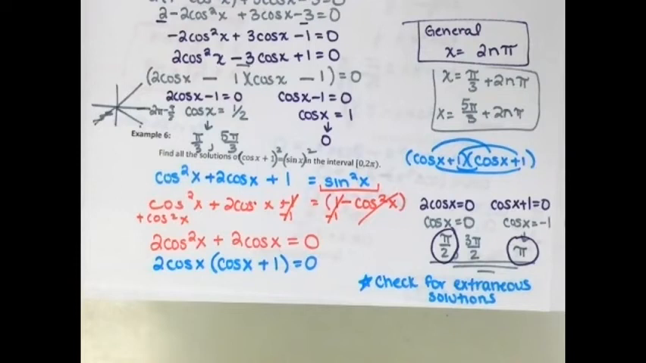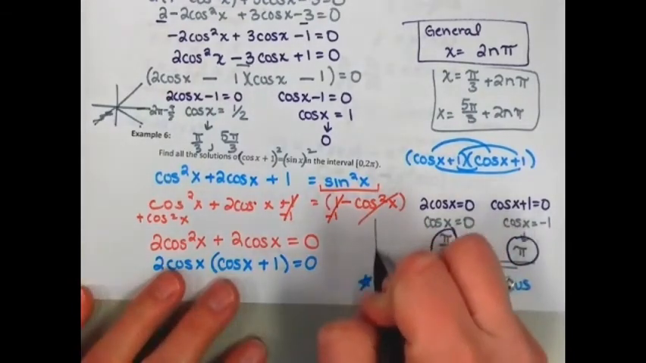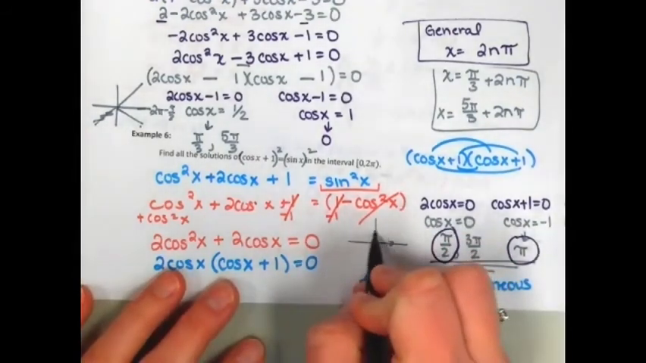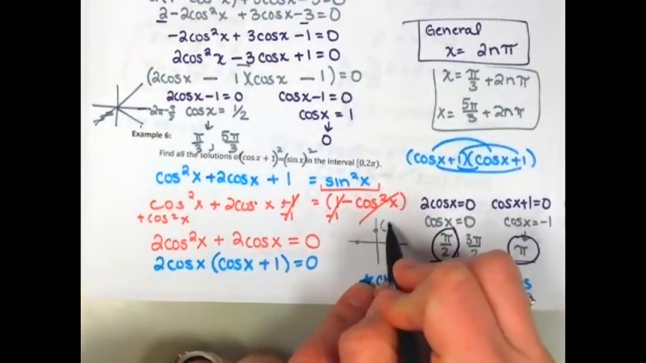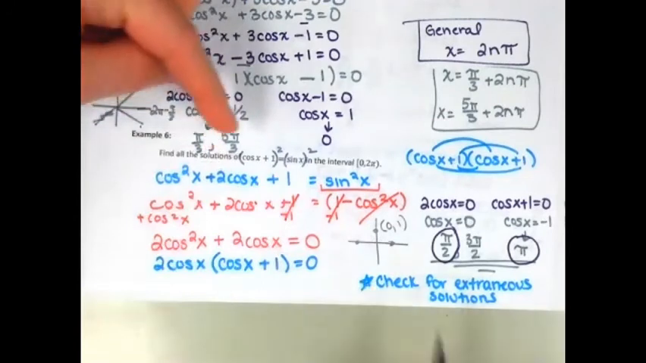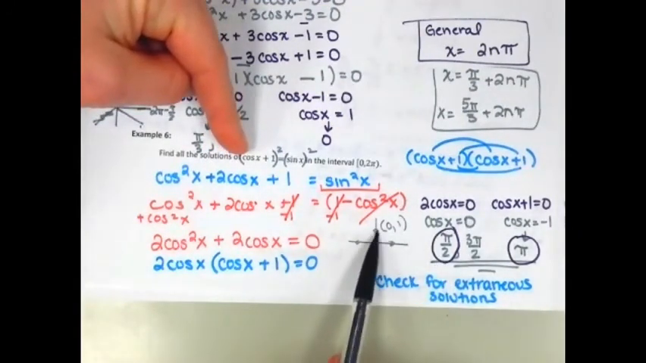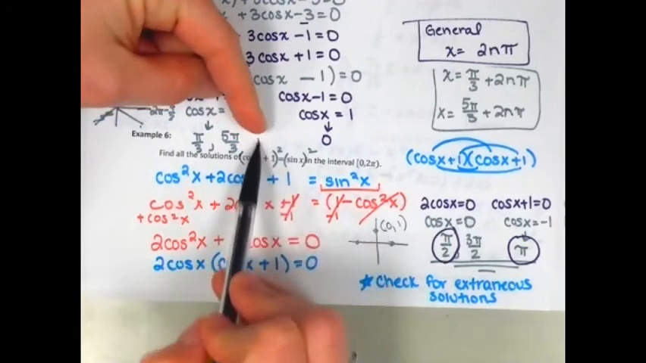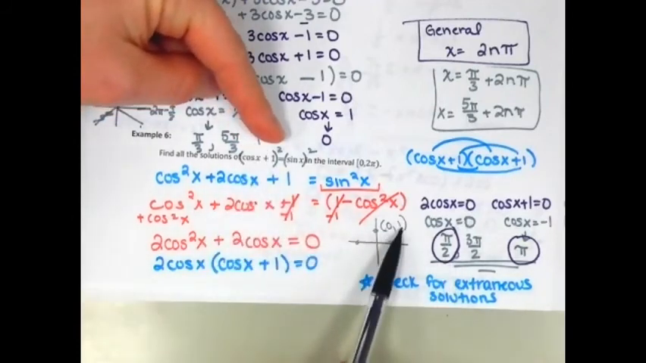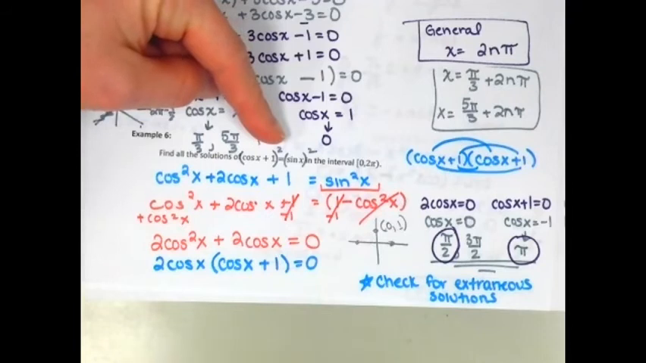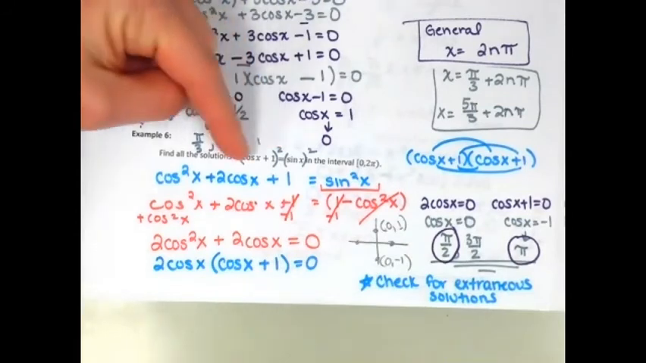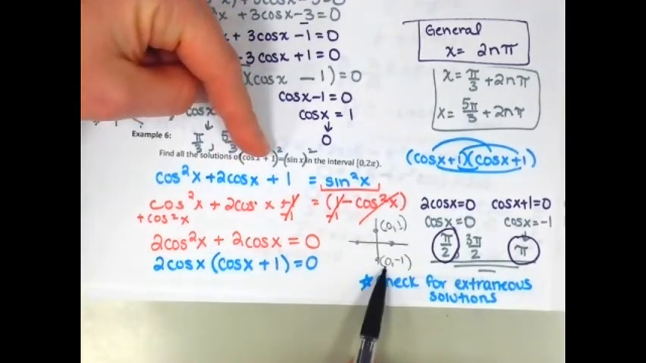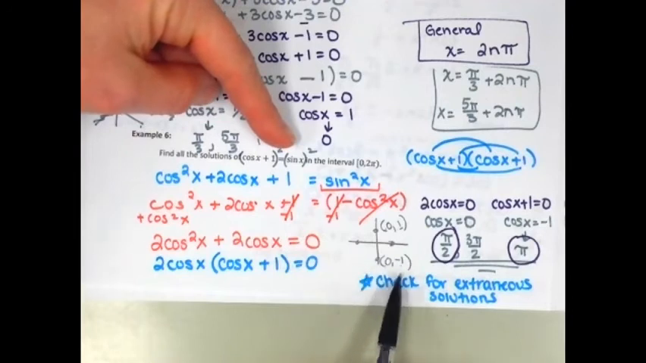You can also think of it as a coordinate plane. Let's start with pi over 2. We know that coordinate is (0, 1). So the cosine of pi over 2 is 0, and 0 plus 1 is 1. Is the sine of pi over 2 equal to 1? Yes, because that's your y coordinate. So that's why we know that one works. 3 pi over 2 is at (0, negative 1). So the cosine is 0, 0 plus 1 is 1, but the sine of it is negative 1. 1 does not equal negative 1. That's why that one's an extraneous solution.